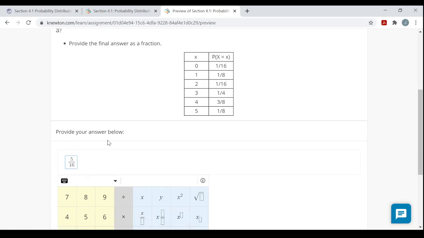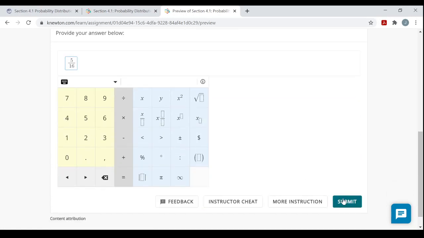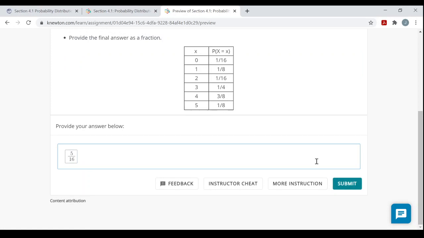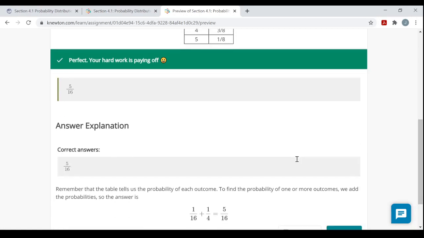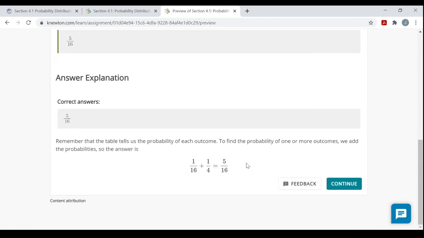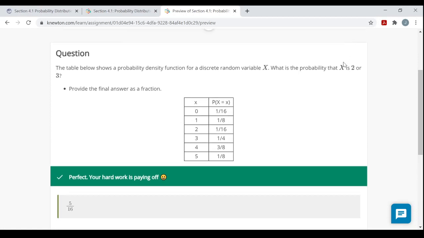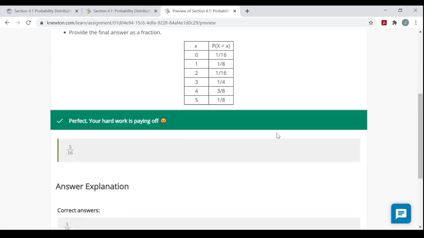Because notice they didn't say round. Oh yeah, it says provide the final answer as a fraction. So I've already done that. And again, the explanation. So again, be careful. One of the times I looked at it, it was just what if x was 2, but this is adding more to it, or x equals 2 or 3.